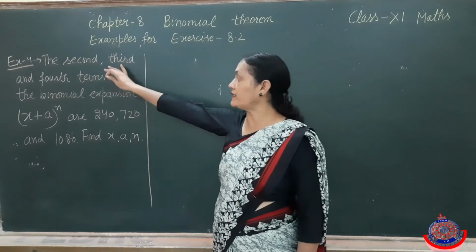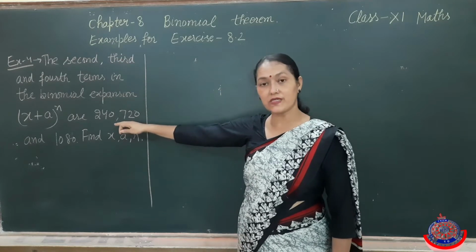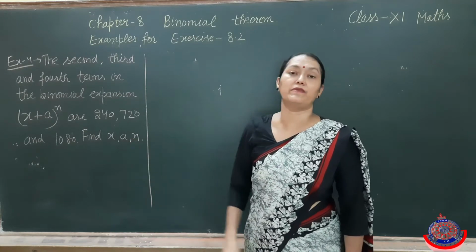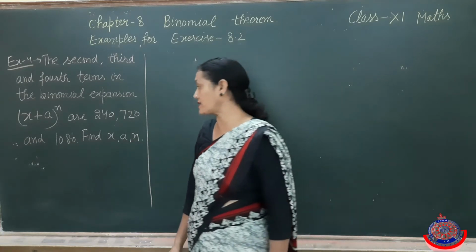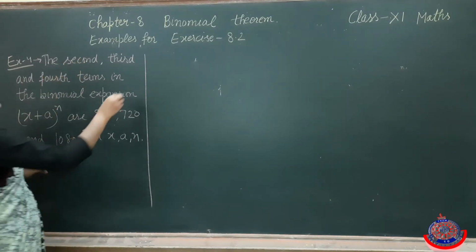First example I have taken. Here they have given us the second, third and fourth terms, and they are telling us to find x, a and n, the unknown variables. Second term is given. Second term means what?